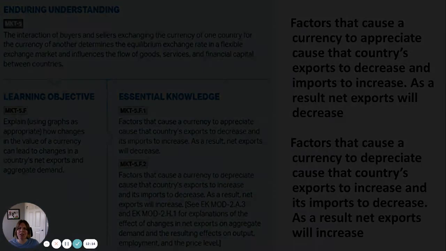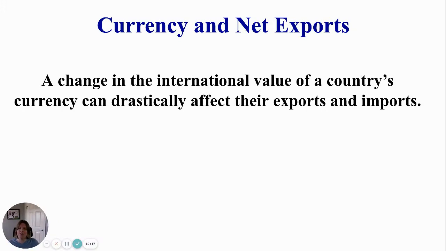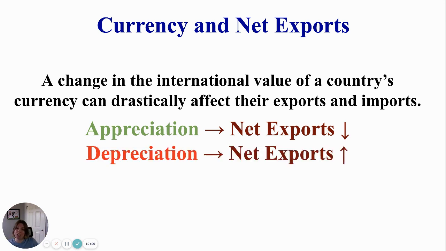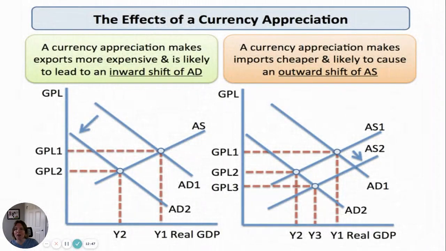So for this whole topic, you just need to remember that a change in the international value of a country's currency can drastically affect their exports and imports. If there's appreciation of a currency, that country's net exports will decrease. If there's depreciation, net exports will increase. The reason is that when the currency appreciates, it becomes more expensive for foreigners to get their hands on that currency, so they don't want as many of the products. But when it depreciates, it's really attractive because it's much cheaper to get your hands on that currency. So this is how it looks on a graph.